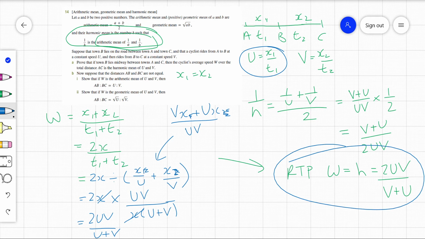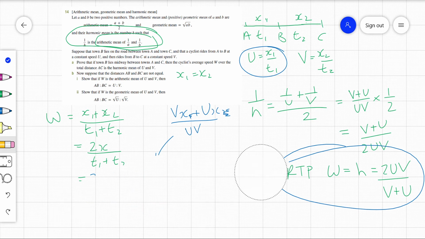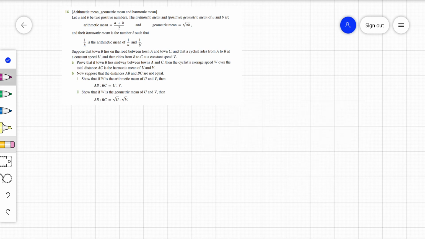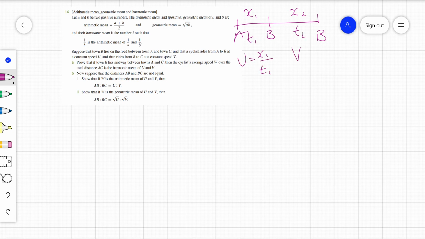All right, so then let's pretend now that these two towns are not equidistant, or sorry, B, didn't mean to rub that out. So this time B does not lie exactly in between, it lies in between, but x1 and x2 are no longer the same distance. So remembering that u is x1 on t1 and v is x2 on t2. So now suppose the distances AB and BC are not equal.